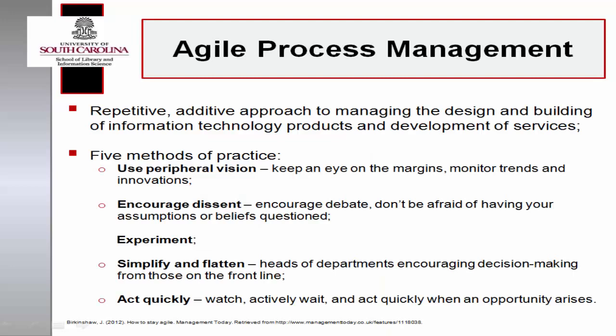Agile process management is an iterative, incremental approach to managing the design and building of information technology products and the development of services. Birkinshaw identified 5 methods for putting agile management into practice. Using peripheral vision, keeping an eye on the margins, monitoring trends and innovation. Encouraging dissent, debate, and not being afraid of having your assumptions or beliefs questioned.